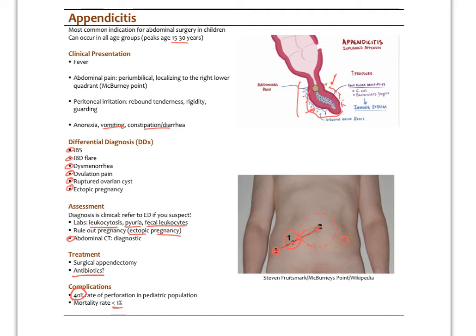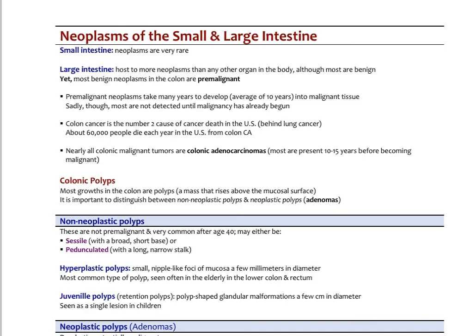So that is appendicitis. Now, when it comes to cancers of the small and large intestines, first of all, I should say that in the small intestine, neoplasms, or new growths, cancerous growths, are very rare. A neoplasm, I should be clear, specifies either a non-cancerous or a cancerous growth, just a new growth. That's what neoplasm means. But those are rare in the small intestine. The large intestine has a lot of potential neoplasms. The good thing is most are benign.